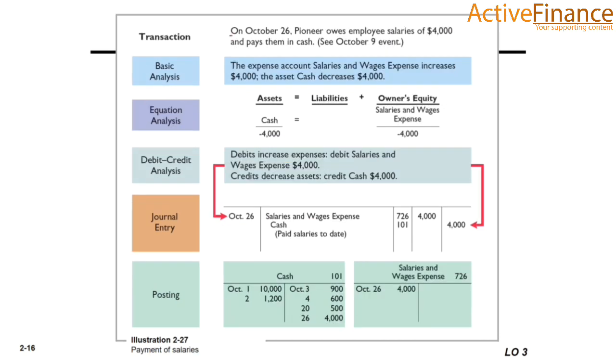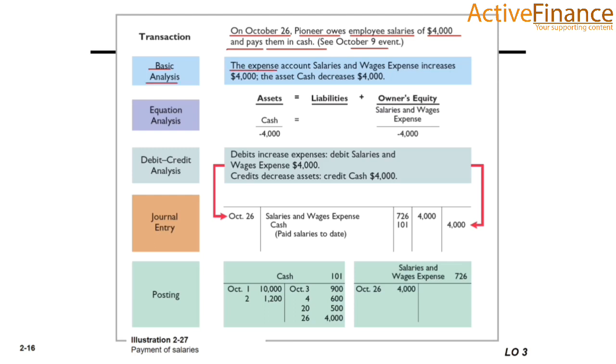On October 26, Pioneer pays employees' salaries of $4,000 in cash, the 9th event that we have seen. When we provide them the salaries and the real transaction exists, then we will enter it in the accounting records. So this is the basic analysis.